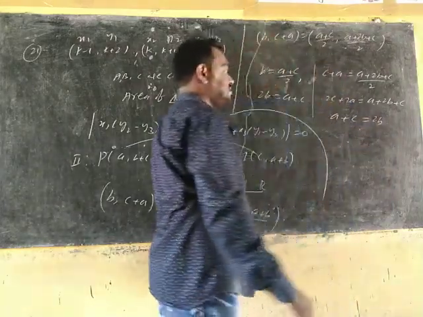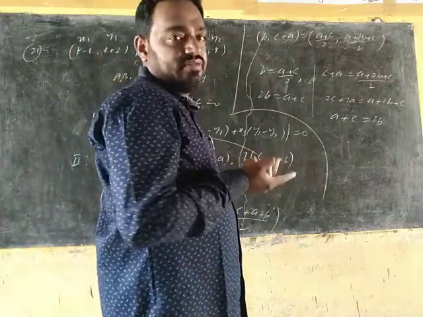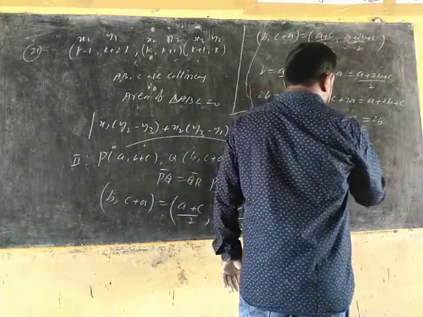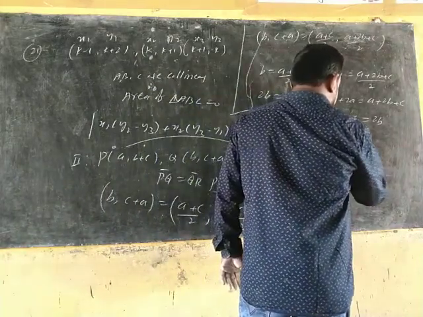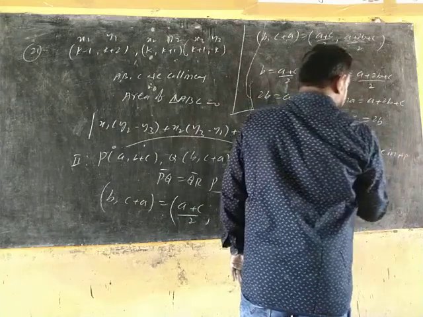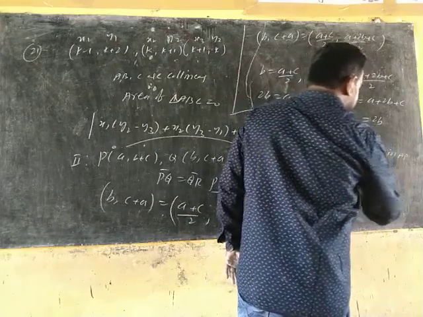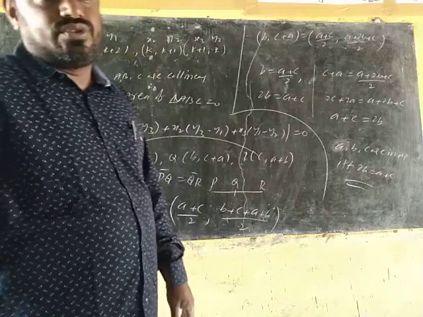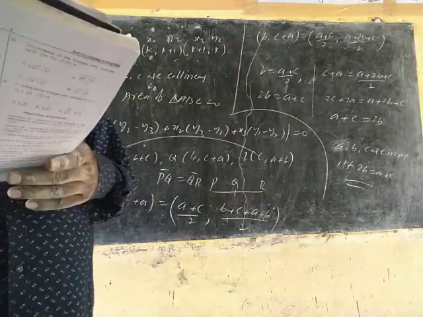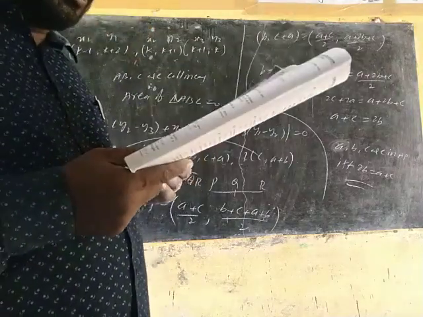If a, b, c are in AP, then what is the condition? a, b, c are in arithmetic progression if and only if 2b equals a plus c. That means statement 2 is also true. Statement 1 true, statement 2 true. So which is the right option? Option 3 is the right answer for this question.